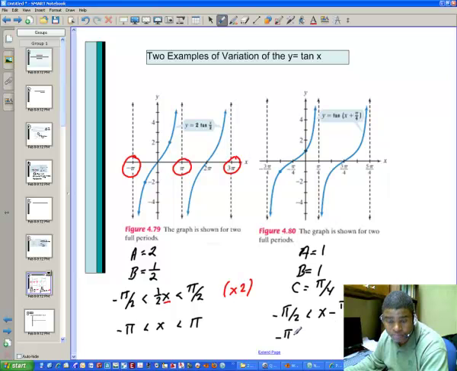Let me make sure I'm doing this correctly. That would actually be, if we need to add pi over 4, we would convert that. That would be negative 2 pi over 4 plus pi over 4. So that would be negative pi over 4 is less than x. And if we add here, this would be 2 pi over 4 plus pi over 4. That would be 3 pi over 4. So we can actually locate our vertical asymptotes there. So we can find out what our asymptotes will be for that particular problem.